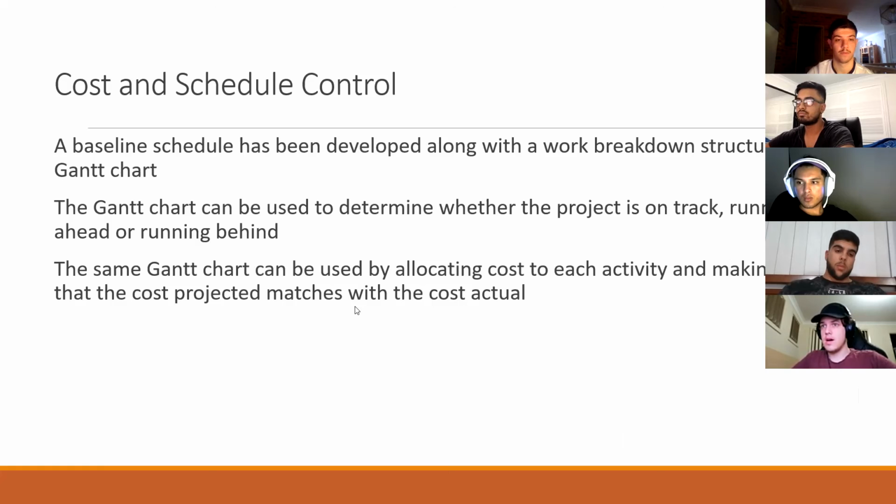The Gantt chart highlights the critical path in red, and activities on the critical path should have special care to make sure that they are completed on time, as they are the most likely to affect the schedule. The baseline cost has also been approximated, and by allocating cost to each activity individually, the cost can be predicted and compared to actual during construction. Next slide.